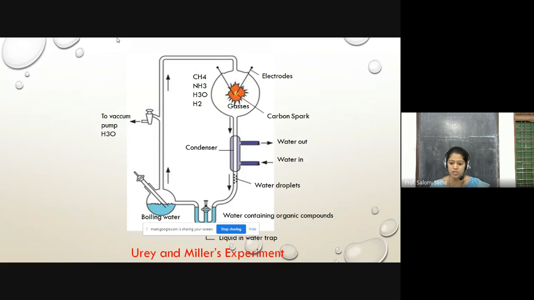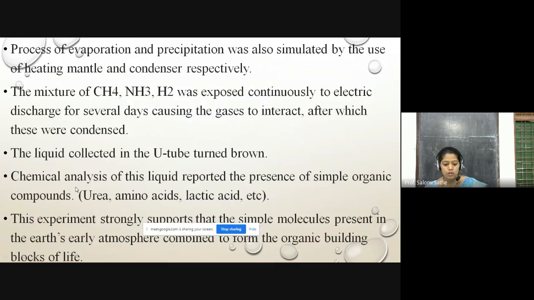They also provided the electrical discharge, that is the carbon spark, and added water vapor, and for several days this experiment was going on. As the result, at the end of the experiment, the gases get condensed, and in the U-tube they form the liquid which is collected, brown in color.